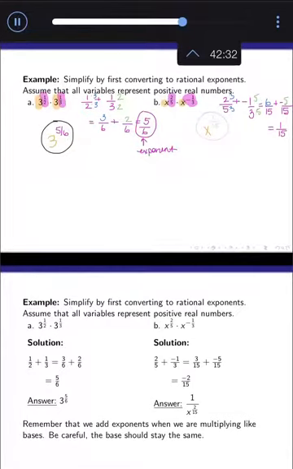So that means that my final answer is, remember the base stayed the same, which was x, and my new exponent here is 1/15. So my final answer is x to the 1/15.